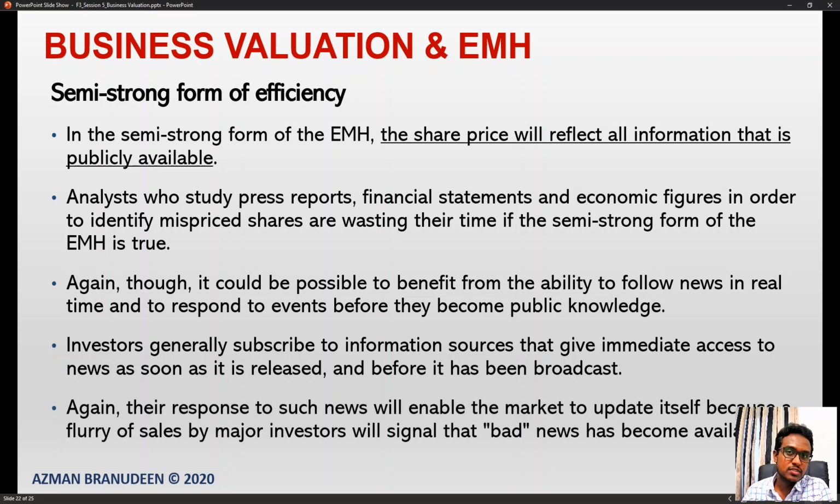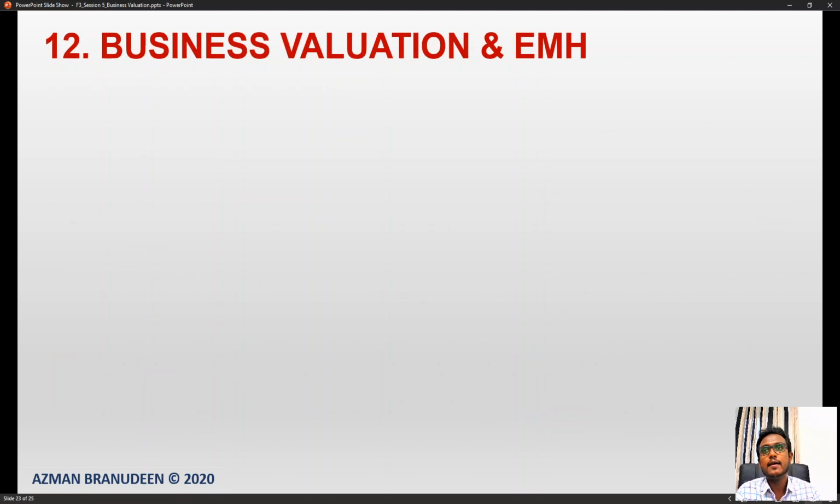Again, their response to such news will enable the market to update itself, because a flurry of sales by major investors will signal that bad news has become available, right? So if investors are fleeing, it just automatically becomes a signal and price goes down.